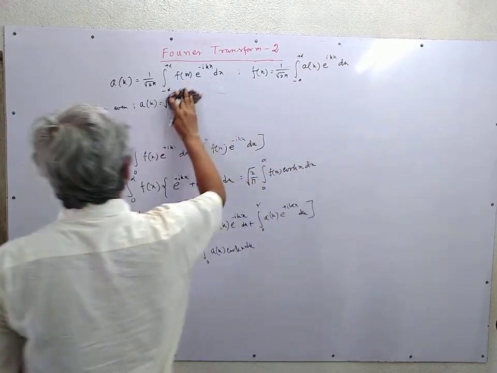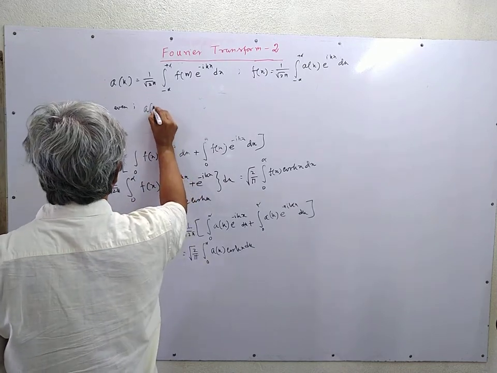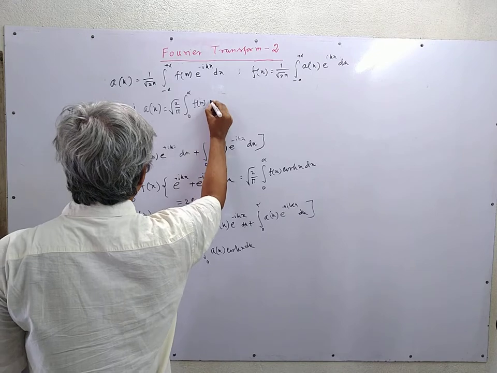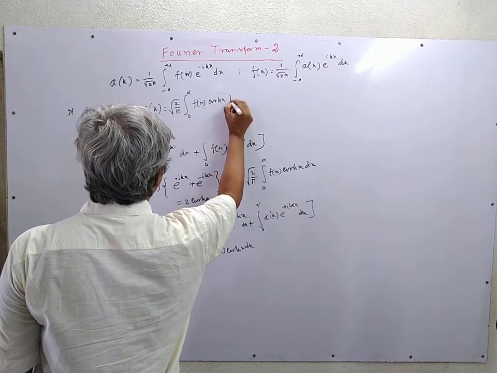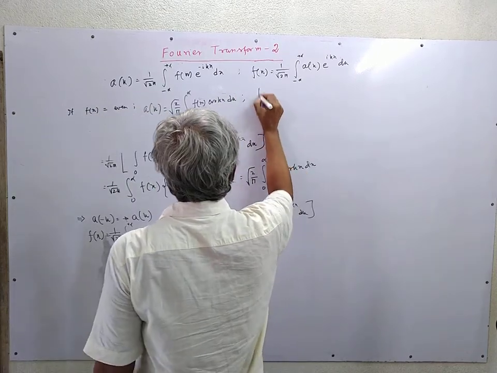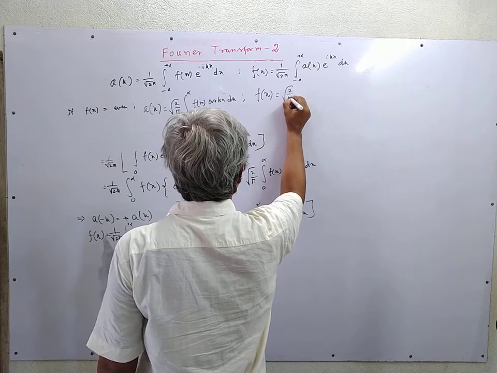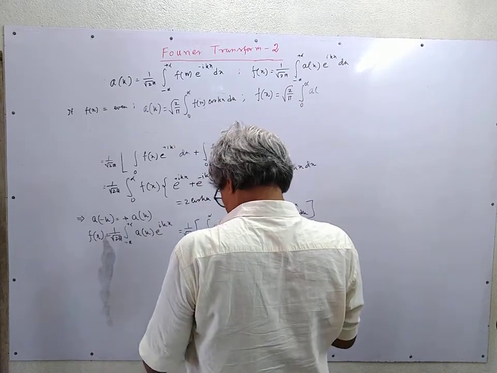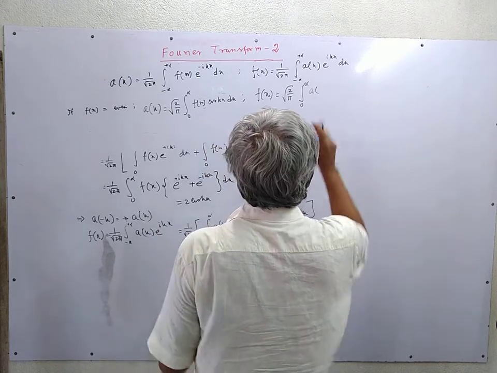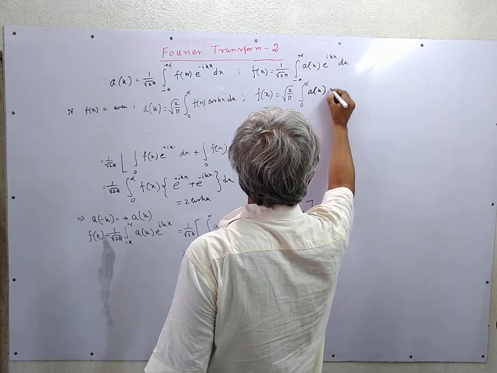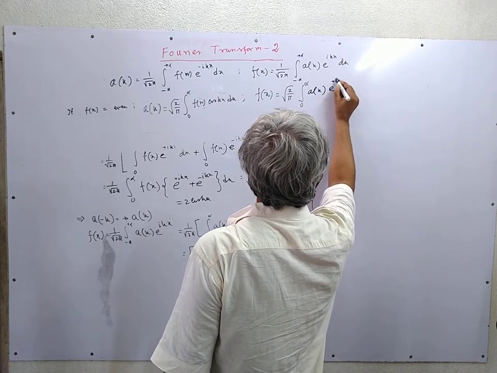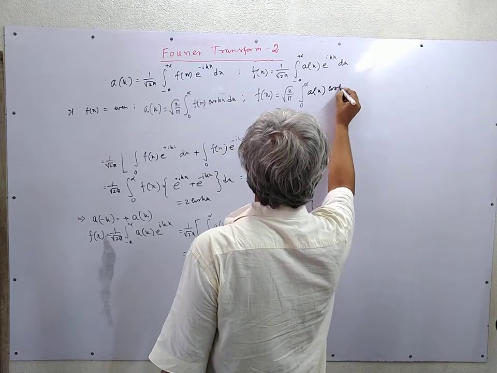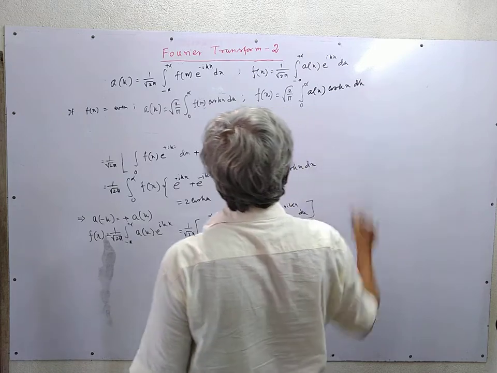So the summary is that I write it a bit, and f of x, so this is the simplification.